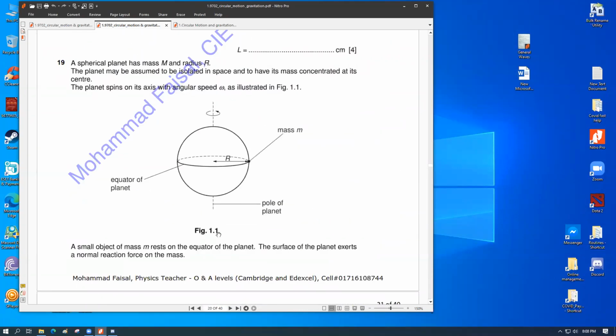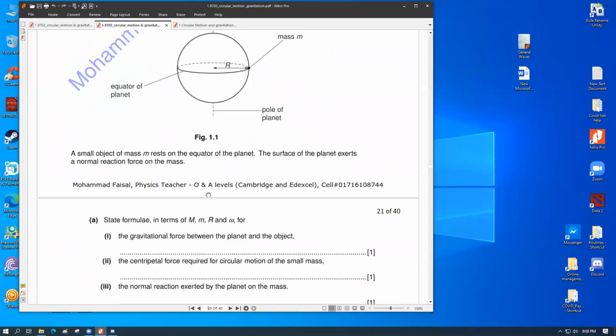Question 19, let's look at the content. A spherical planet has mass m and radius r. The planet may be assumed to be isolated in space and to have its mass concentrated at its center. The planet spins on its axis with angular speed omega as illustrated in figure 1.1. A small object of mass m rests on the equator of the planet. The surface of the planet exerts a normal reaction force on the mass. State the formula in terms of m, r, and omega for the gravitational force between the planet and the object.